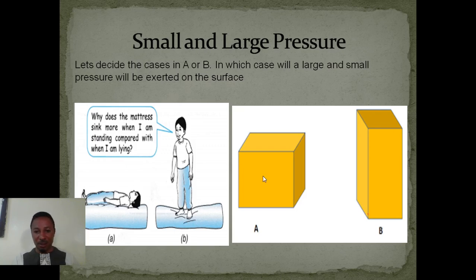Now look at this case. This is the one I'm going to emphasize on, the case of a brick, A and B. In which one are we going to have more pressure, I mean maximum pressure, on the surface? B, right? In B we're going to have maximum pressure, but in A we're going to have minimum pressure, small pressure, because the area here in contact with the surface is bigger than this.